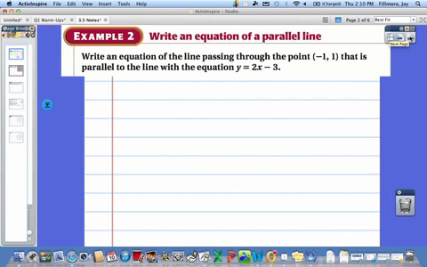Write an equation of the line passing through the point negative 1, 1 that is parallel to the line with the equation y equals 2x minus 3. First thing, as usual, is find our slope. And we're not given 2 points to find our slope with our slope formula, and we're not given a graph either. What we are given is that it's parallel to this line.